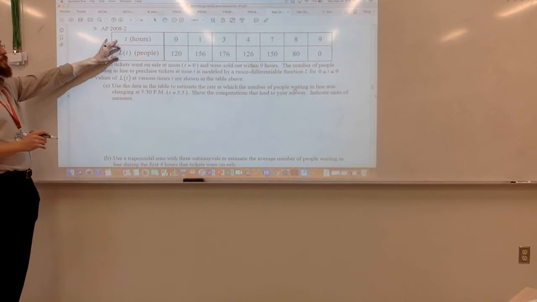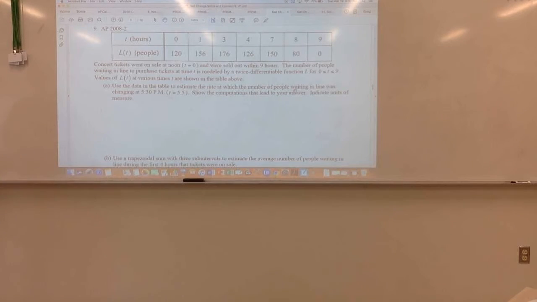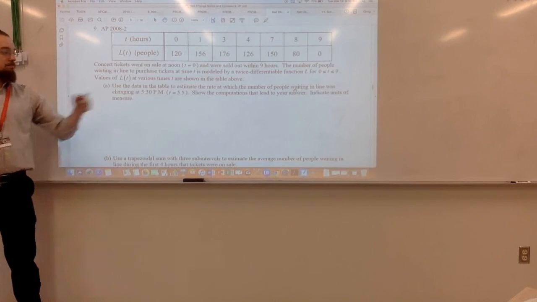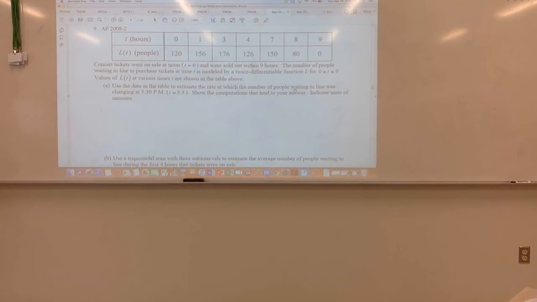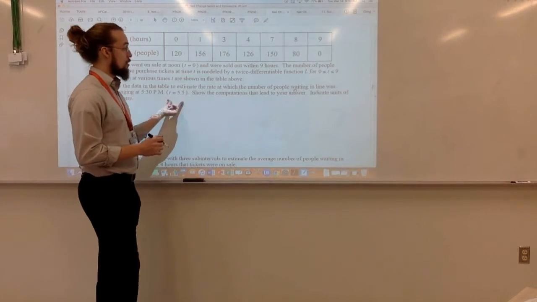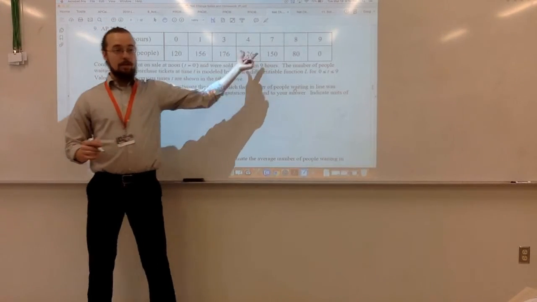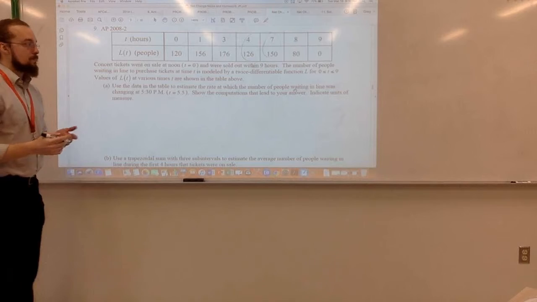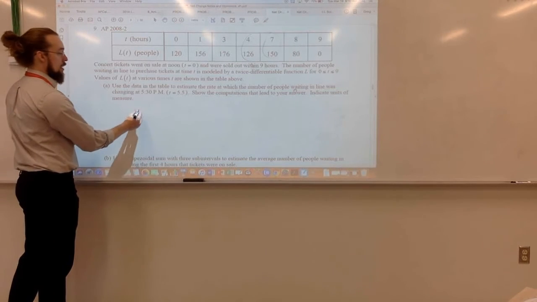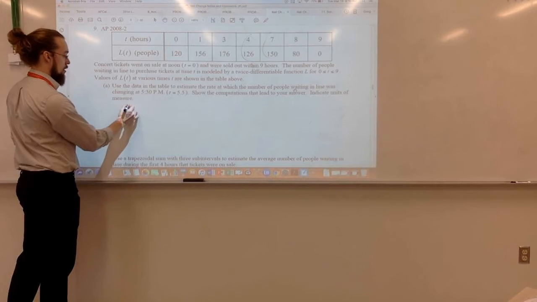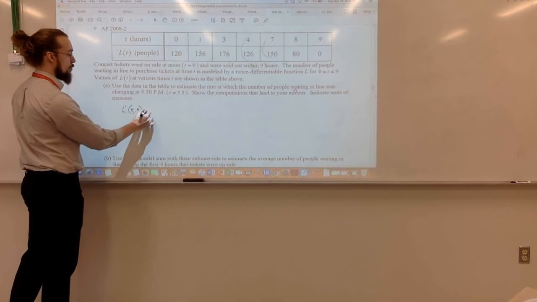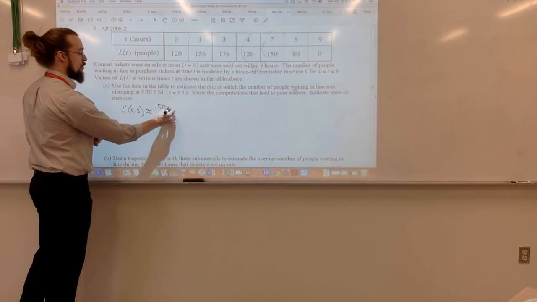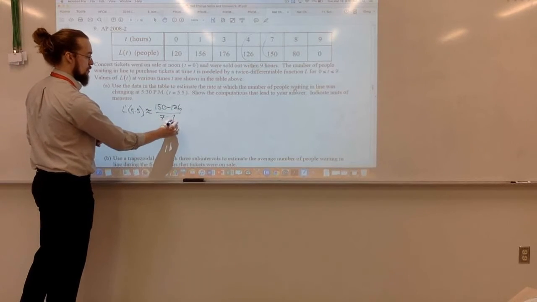So we're told that this L of t is the number of people. It is not the rate. This is the number of people in line. So to find the rate at 5:30, which they tell us is t equals 5.5, what would I do? Slope. Right, we want the slope between the 2 points that are right next to 5.5. So I want the slope between these 2 points. So we would say L prime of 5.5 is about (150 - 126) / (7 - 4).